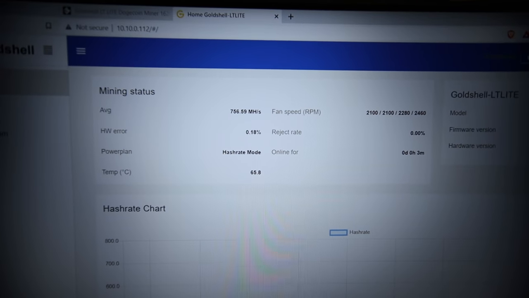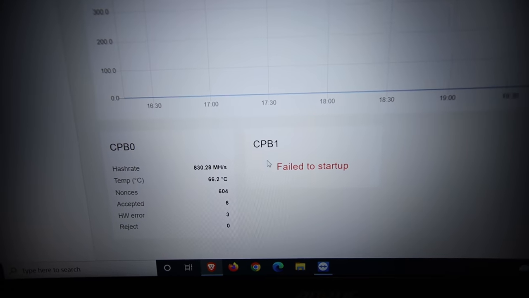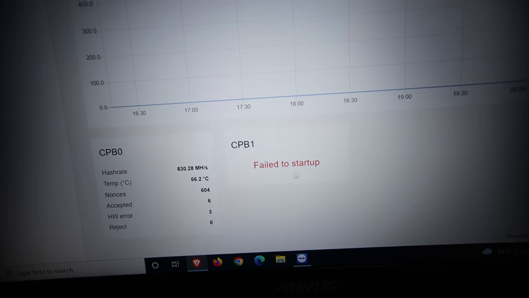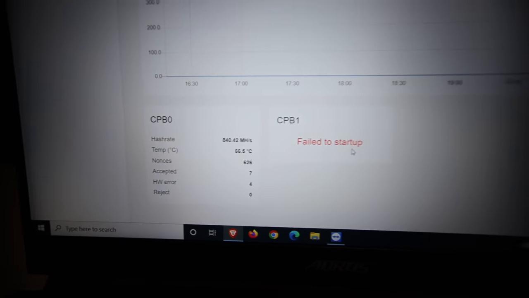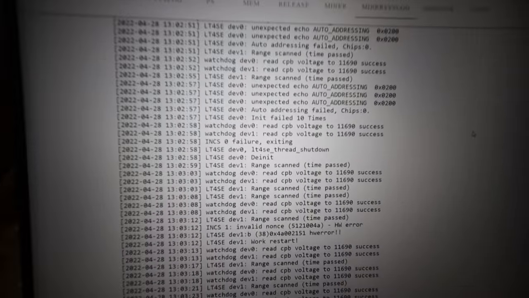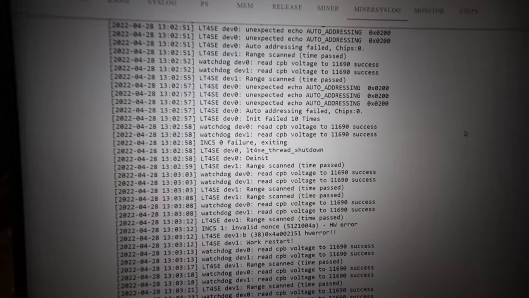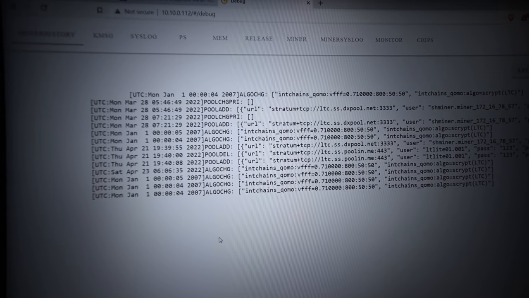You can see here, right? It's mining now, but you can see the CPB1 says failed to start up. That means one of the hash boards is broken. While they were connected to my laptop, they went through a debug mode in the web GUI. In the website, there was a debug mode option where they saw a bunch of different stats and a lot of code. I didn't really understand most of it.